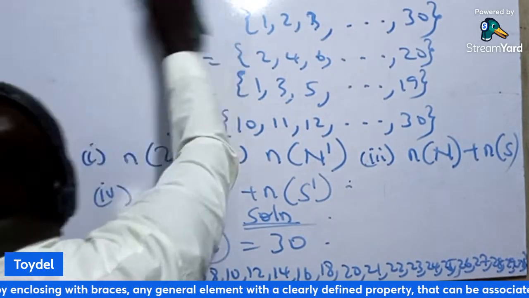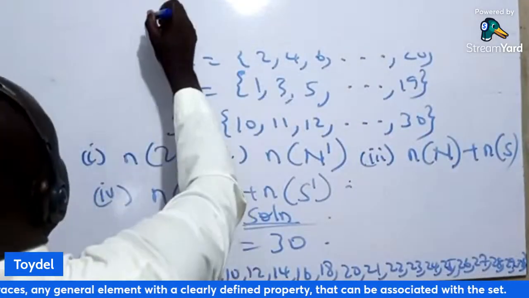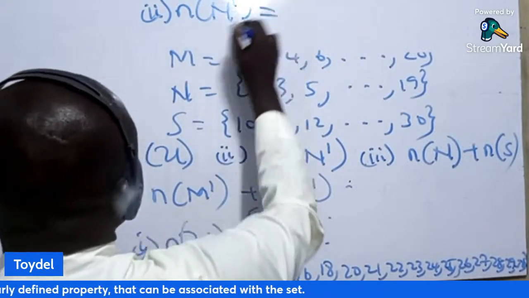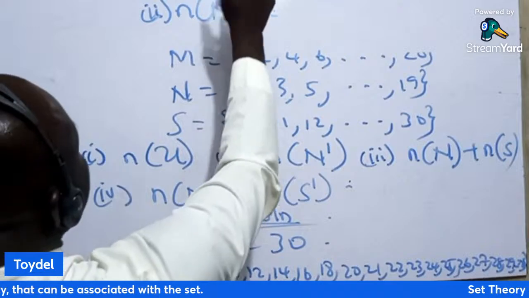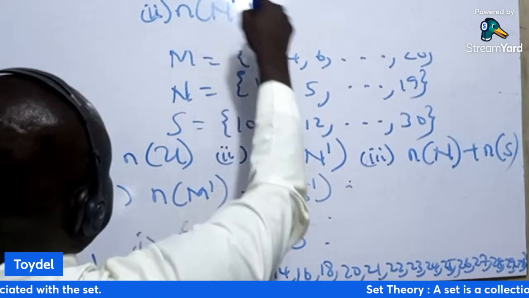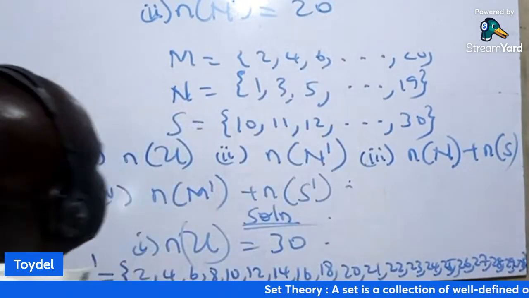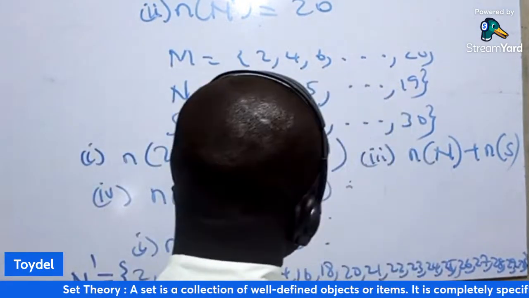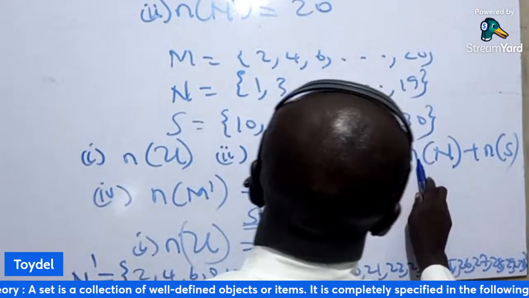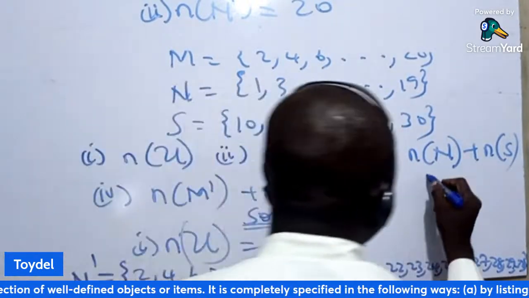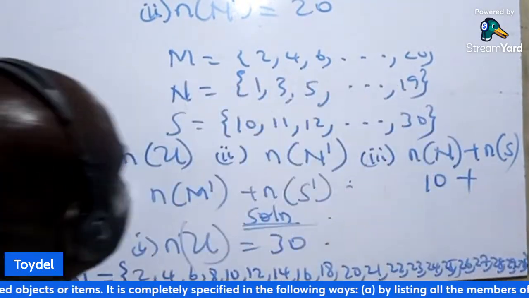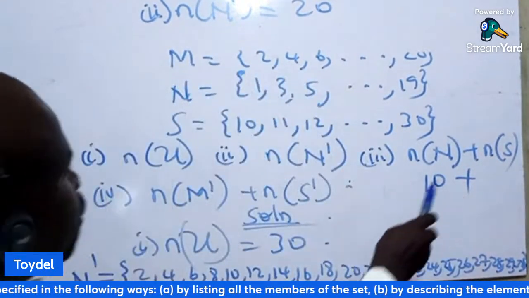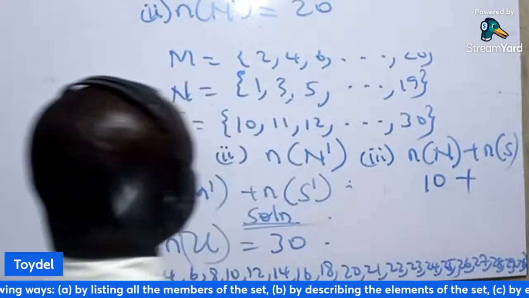So from there, we can go ahead and find Roman figure 2, the cardinality of N prime. The cardinality of the complement of N, which is N prime, is 20. That is, we can't get the number of elements without listing them. Then Roman figure 3, we have to find the cardinality of the elements in N. N now has 10 elements, because 1, 3, 5, 7, 9, if you list it, is 10. Then the cardinality of S, that is the number of elements in S.